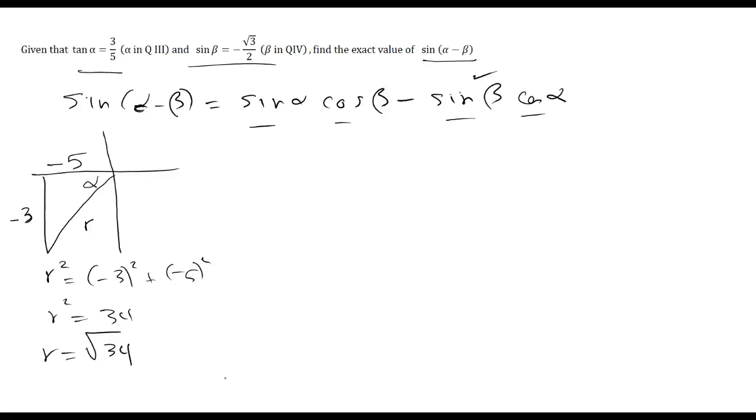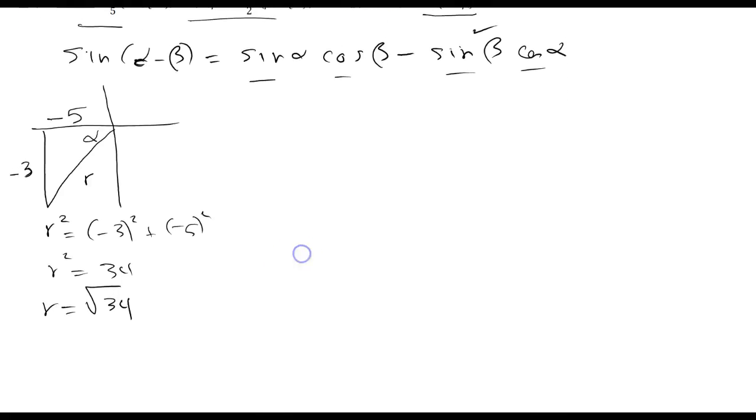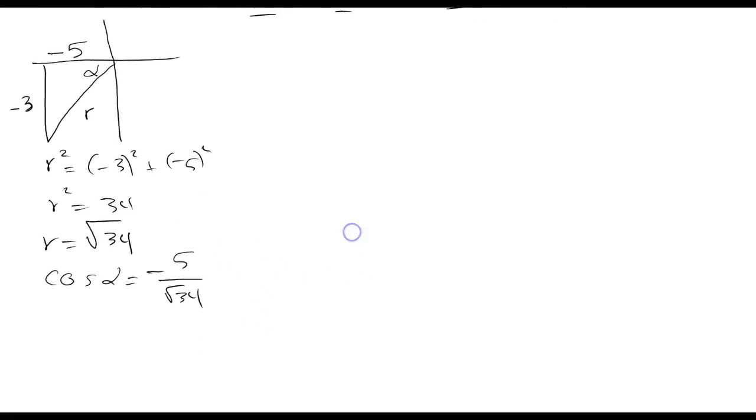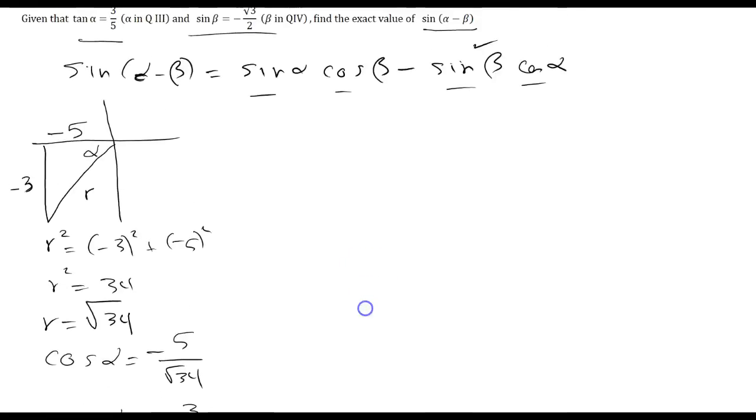And from that we can find cosine, which we'll probably do now. Cosine of alpha is going to be the adjacent side, which is negative 5, over the hypotenuse, which is root 34. And we can also find sine alpha, which is the opposite side, which is negative 3 over the square root of 34. And those two values we can plug back into here, sine and cosine. So again, these are positive values.